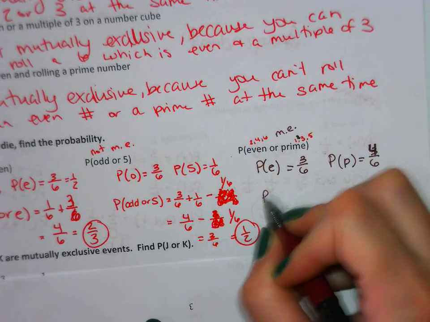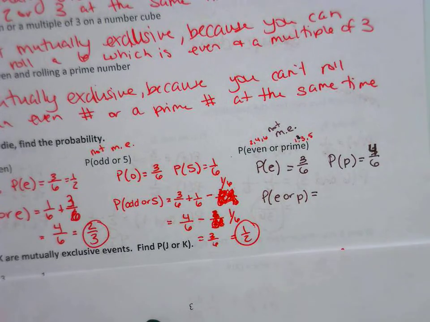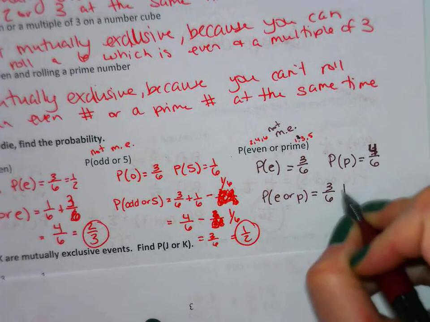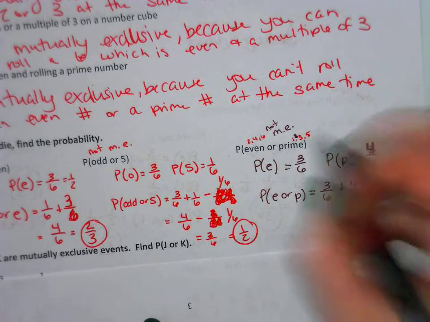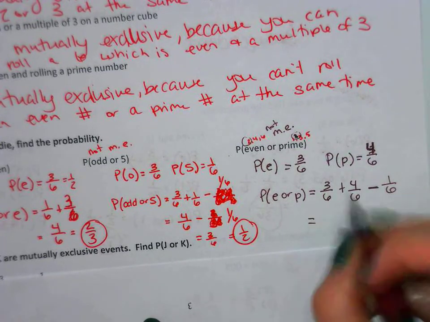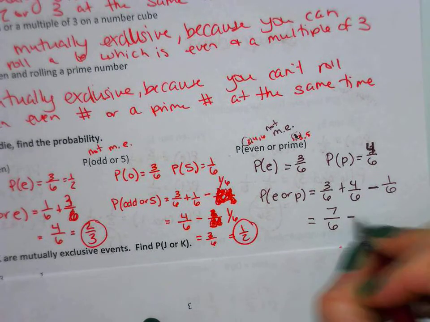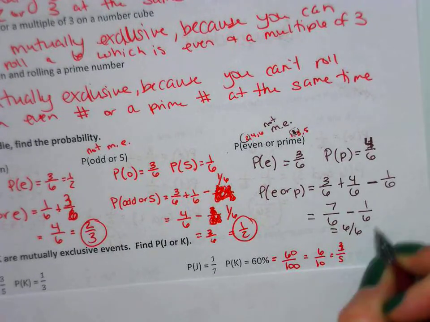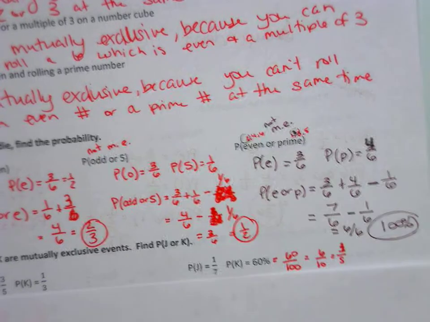So when we add, so the probability of an even or a prime, so this is not mutually exclusive, is 3/6 plus our 4/6 minus the 2 is being shared, so minus that 1/6 that they share. So 3 plus 4 is 7/6 minus that 1/6, so 6/6, so it is 1, so it's 100% probability of rolling an even or a prime.